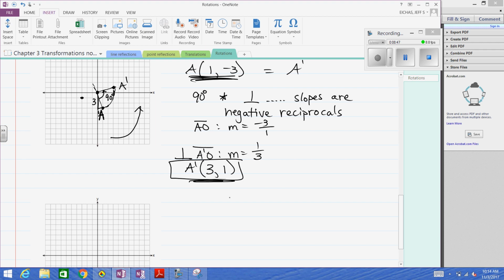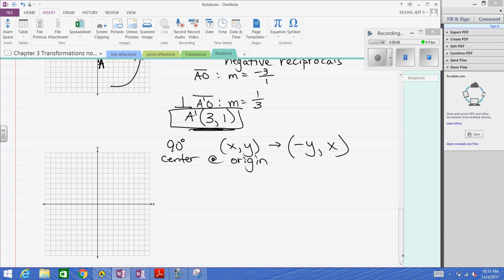So each 90-degree rotation, you're going to go x, y. If you notice, you're going to switch them, and it's going to go negative y, x, okay? That is going to happen for a 90-degree rotation centered at the origin. Now, I don't suggest that you try to memorize that because it only works for the center at the origin, and it's hard to memorize that.